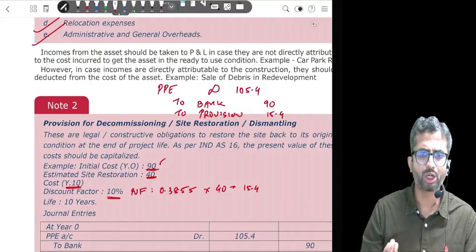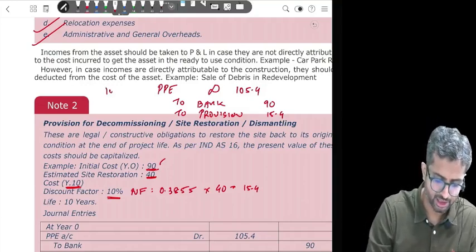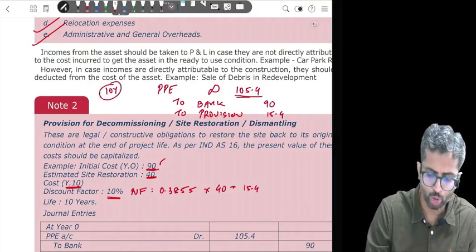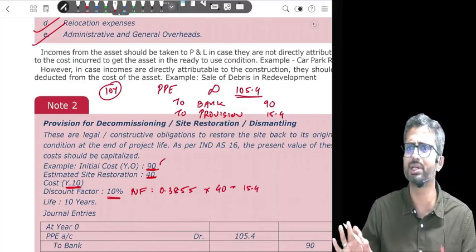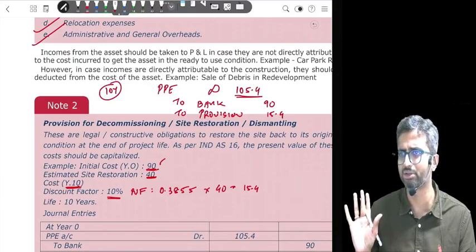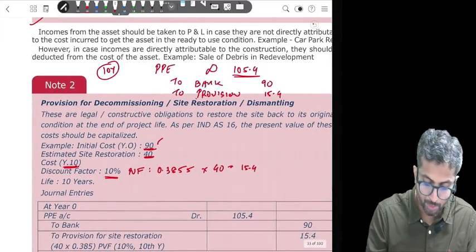Now, let's say the life of the asset is 10 years. What will you do with the PP? Will it continue to remain at 105? I'll depreciate it, let's say on a straight line basis, 10.54 being the annual depreciation. But what will you do with the provision?